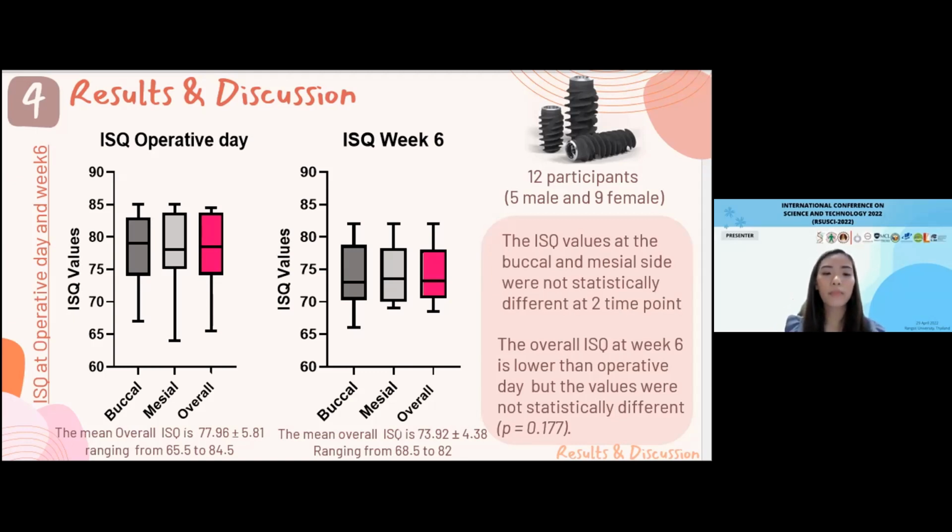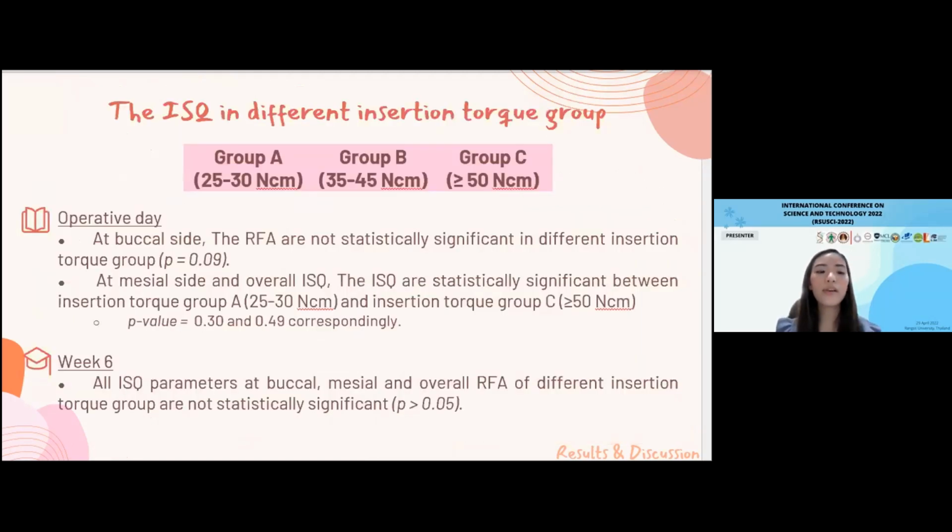The ISQ values at the buccal and mesial sides were not statistically different at the operative day and the 6-week follow-up. Although the overall ISQ at week 6 is lower than at the operative day, the values were not statistically different. Considering implant insertion torque, it was divided into 3 groups. Group A, 25 to 30 Newton centimeters. Group B, 35 to 45 Newton centimeters. And Group C, more than 50 Newton centimeters.